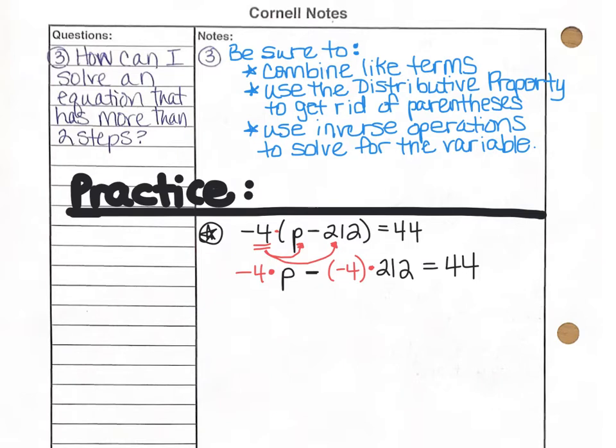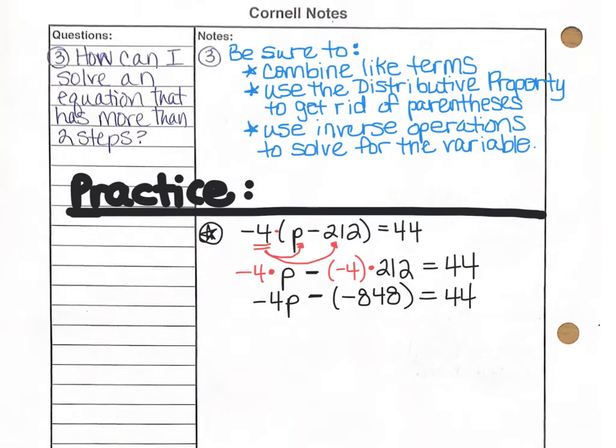Now, to simplify this, we do that multiplication. So we see -4 times p will make -4p minus -4 times 212. Get out your calculator. This is where it's helpful. And -4 times 212 is -848. Now, mind you, this is all still equal to 44.